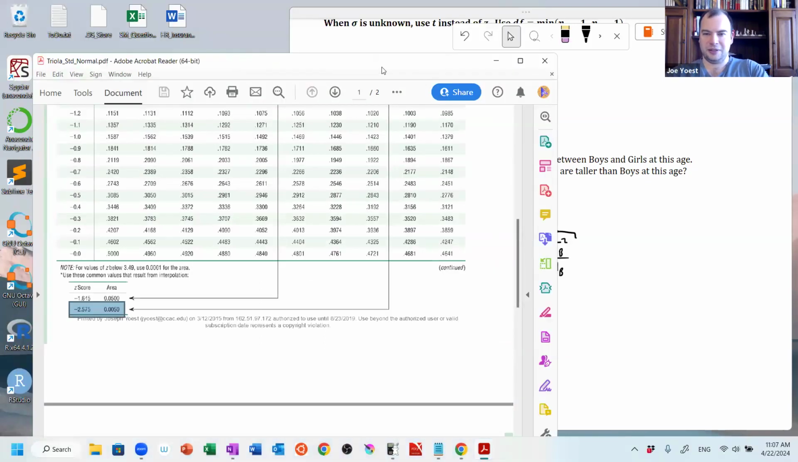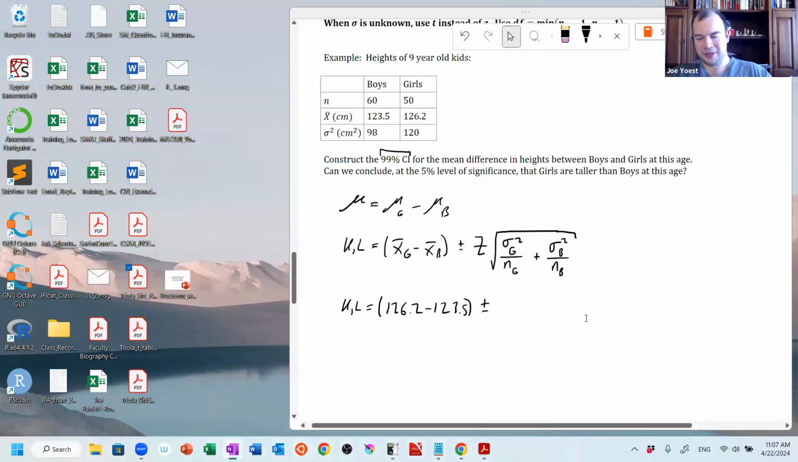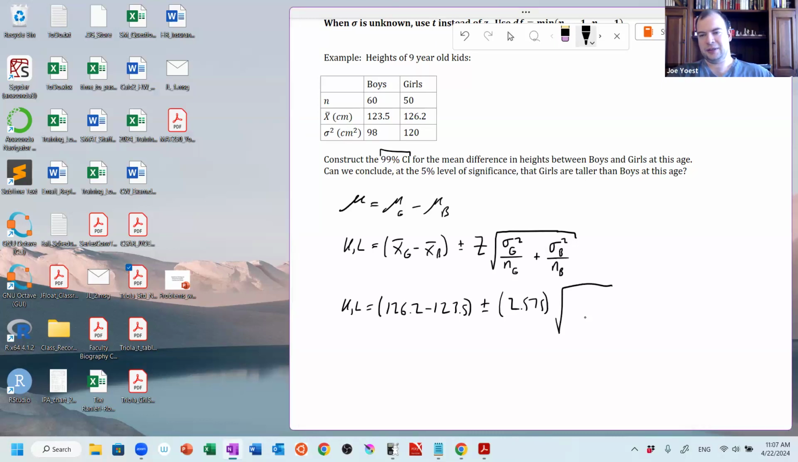Trying to minimize this and Zoom keeps popping up. So we'll go with 2.575. And then times the square root of sigma girl squared, which is 120. That's already the variance, so I don't square 120. 120 is already sigma squared. Over the number in the girl sample, which was 50. Plus for the boys, sigma boys squared was 98, over the number in the boys sample, which is 60.